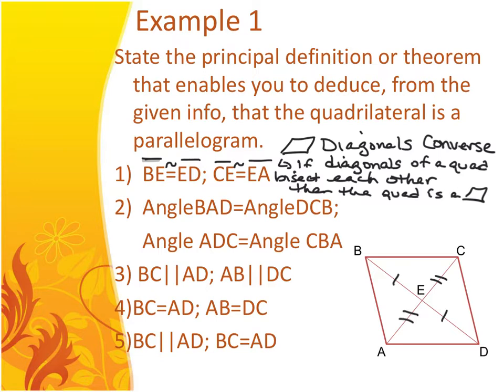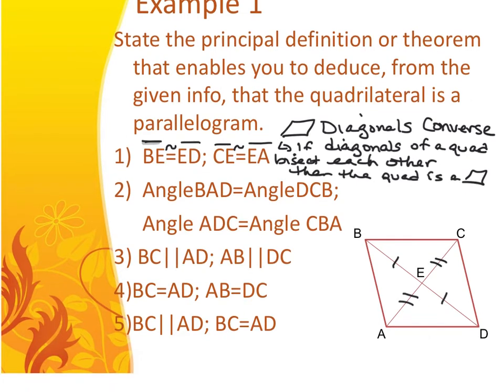The next one, I'm going to label my picture. So here it's telling me that angle BAD, which is here, is congruent to angle DCB, which is here, as well as angle ADC is congruent to CBA. Notice these are the opposite angles. So this should be a clue that the name of this one is the parallelogram opposite angles converse.